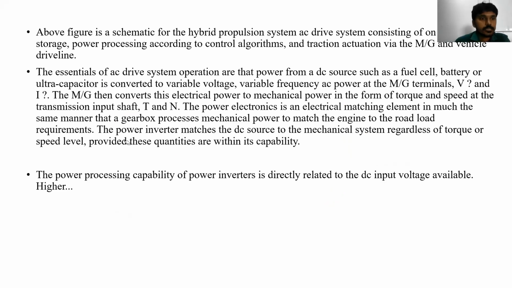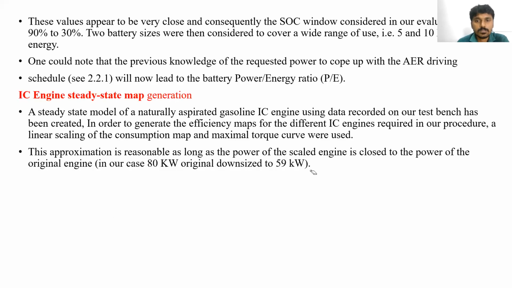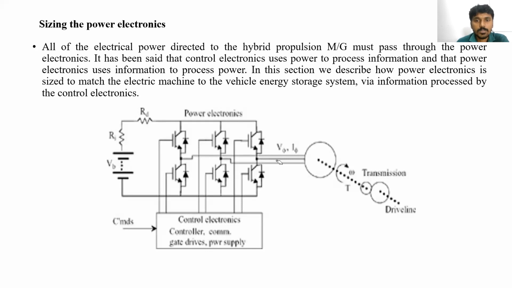Clear? Next. So this source may be a battery, maybe the DC source, maybe a fuel cell or battery or ultra capacitor. Clear? So this should be converted to variable voltage, variable frequency through the power electronic converter. Then the motor or generator converts this electrical power into mechanical power. So obviously, we know the electrical power, voltage and current, is converted to mechanical power, that is speed and torque.